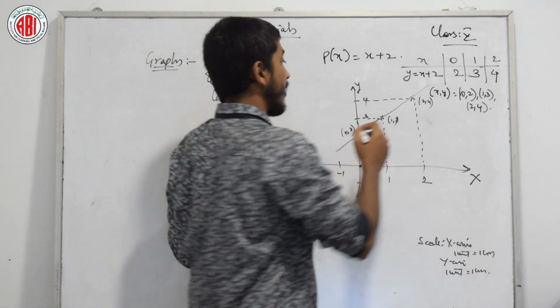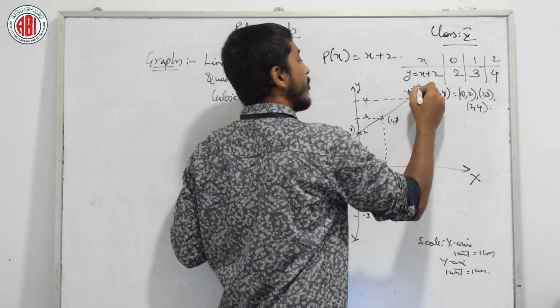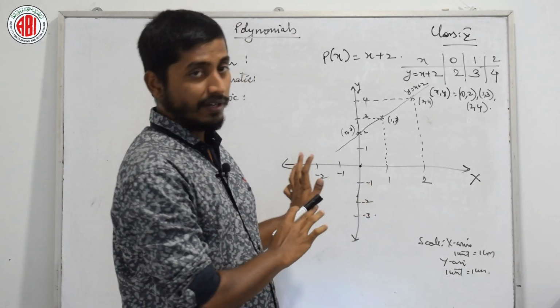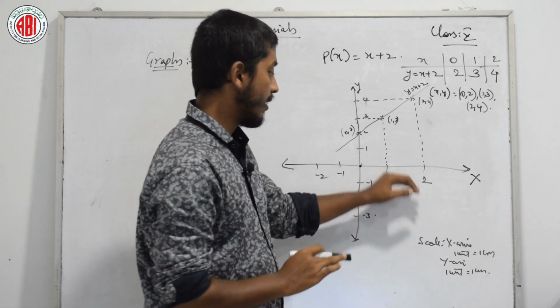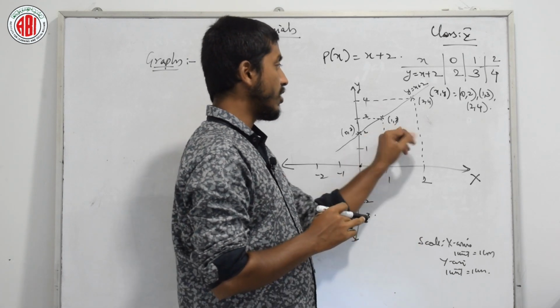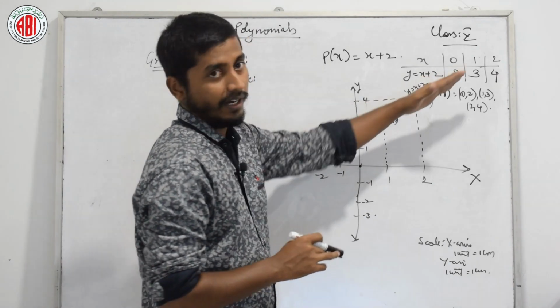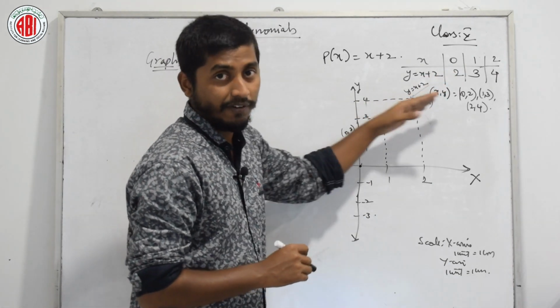Okay, you have to represent everything. You have to write y is equal to x plus 2 on this graph. Remember what all I have discussed here. We have represented the scale, we have represented each point, and we have written the graph for it. We have drawn a graph for it.